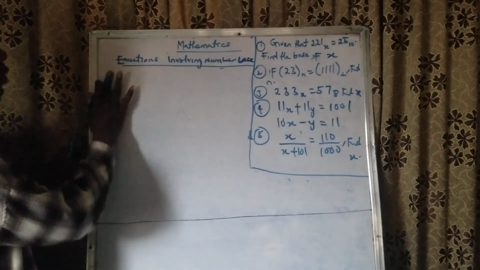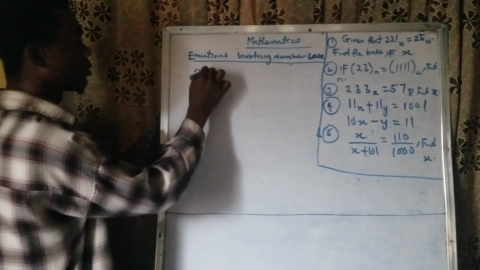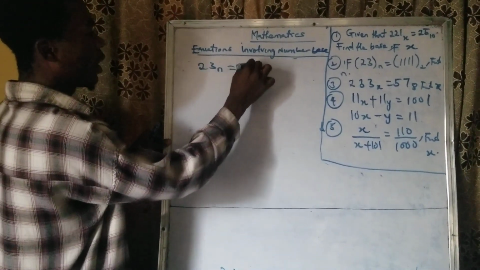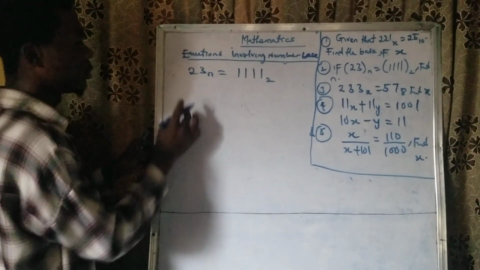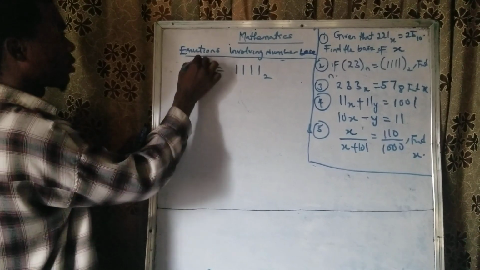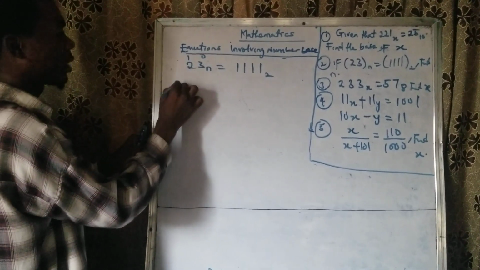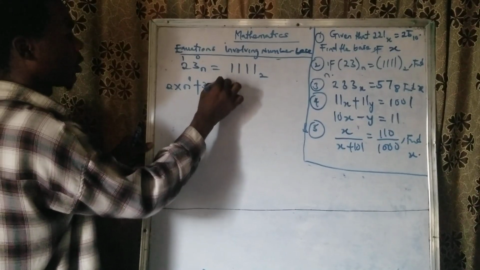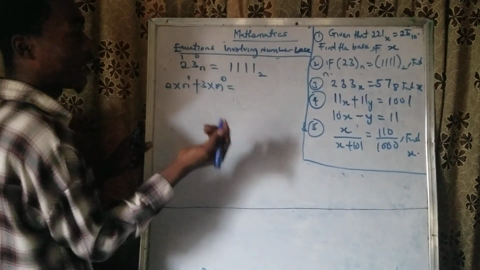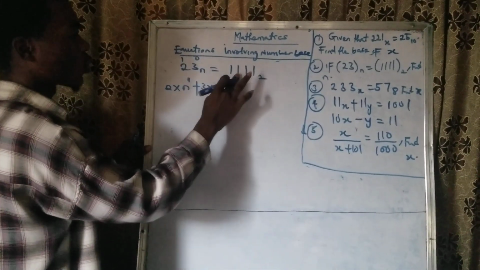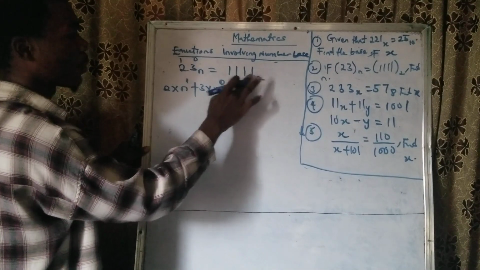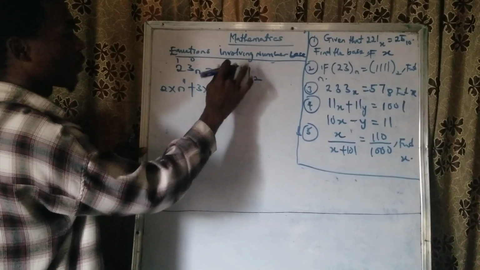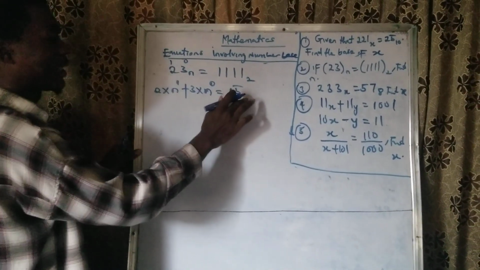If 23 base n equals 1111 base 2. Here, let's do the expanded notation: 2 times n raised to the power of 1 plus 3 times n raised to the power of 0 equals. Now let us do our shortcut. 1 times 2, 2 plus 1, 3. 3 times 2, 6 plus 1, 7. 7 times 2, 14 plus 1. That's 15. I've converted this to base 10.